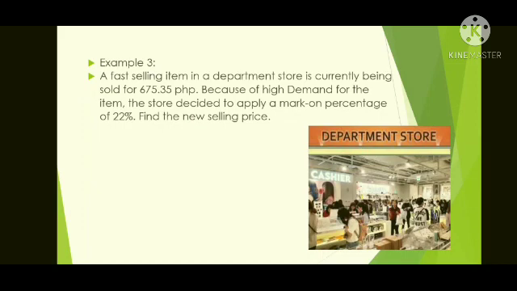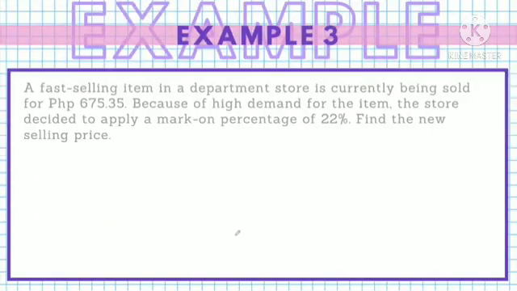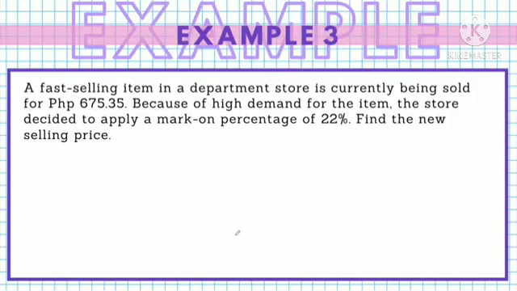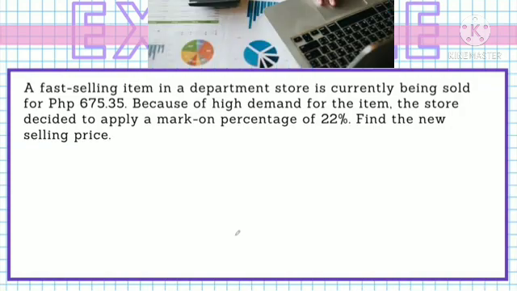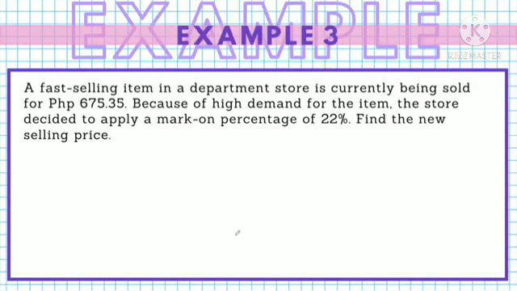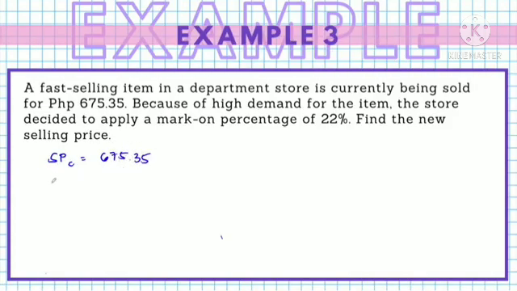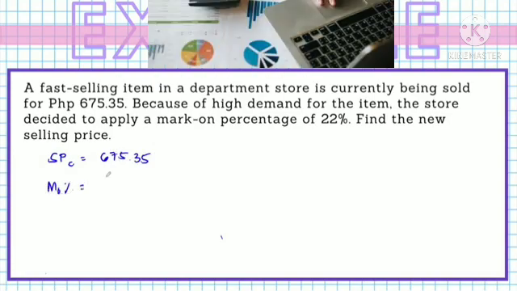Let's solve this problem. Okay, so we read it again. If a fast-selling item in a department store is currently being sold for 675.35 pesos, because of high demand for the item, the store decided to apply a mark-on percentage of 22%. Find the new selling price. We have here the current selling price, which is equal to 675.35 pesos, and our mark-on percentage, which is equal to 22%.